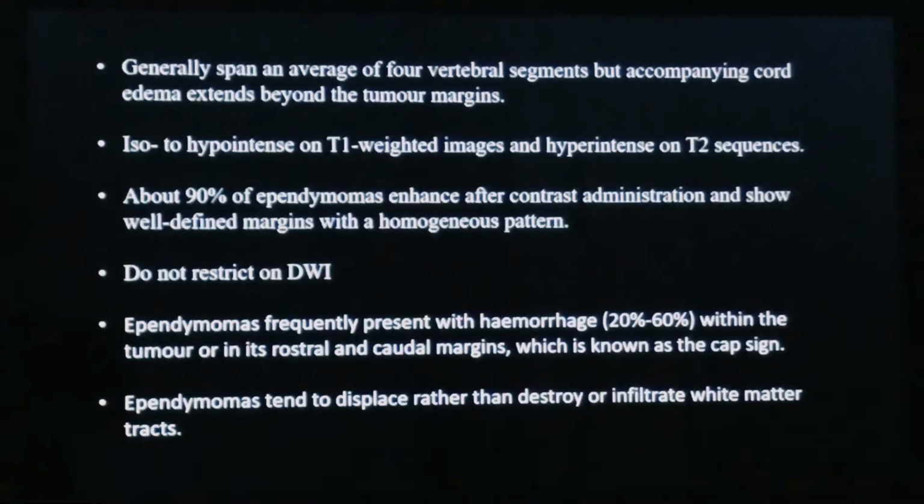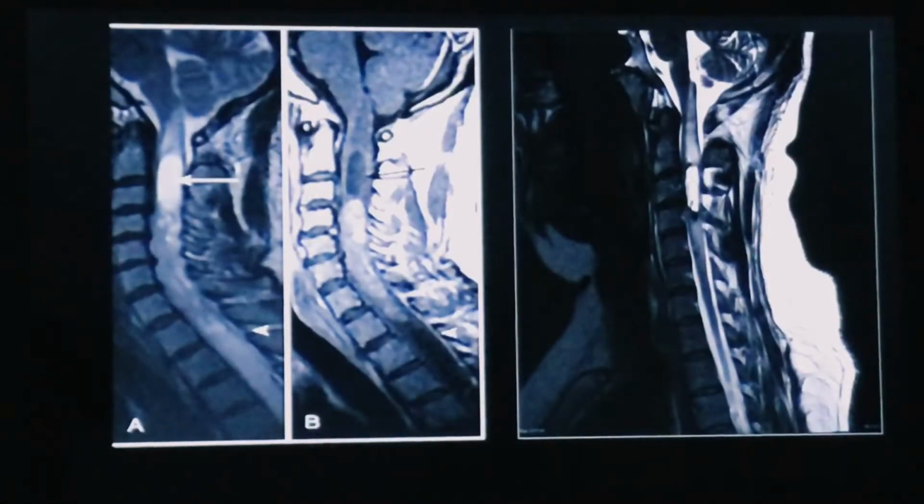Ependymomas can frequently present with hemorrhage, and that hemorrhage can be seen as a cap sign on the rostral or the caudal margins. Another feature is that ependymomas tend to displace the white matter. They do not destroy or infiltrate, unlike astrocytomas. Okay, now this is an example we can see over here.